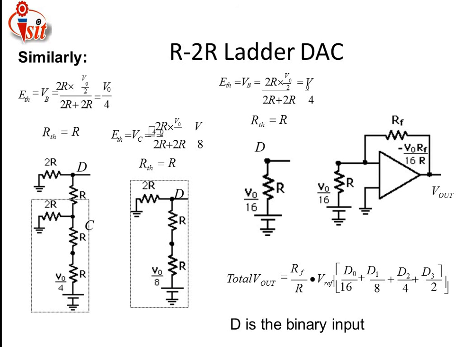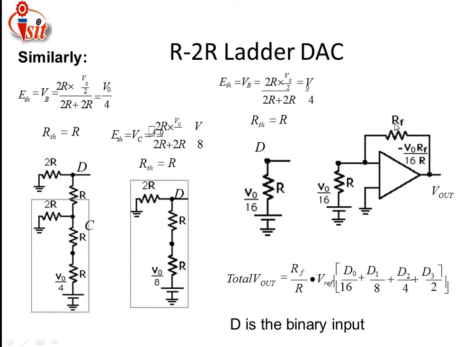Next, similarly for the R-2R ladder DAC, D is a binary input. The binary input has values of 2 raised to n minus 1, that is 2, 4, 8, 16, 32, like this. The total binary weighted resistor value goes on increasing along with the reference voltage.